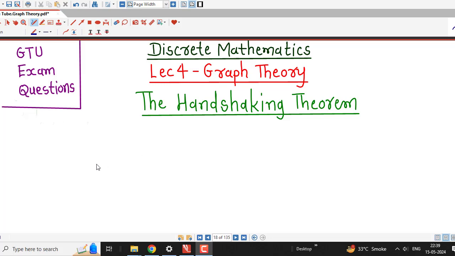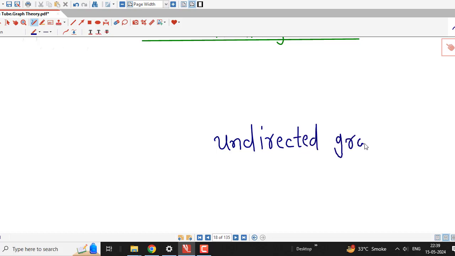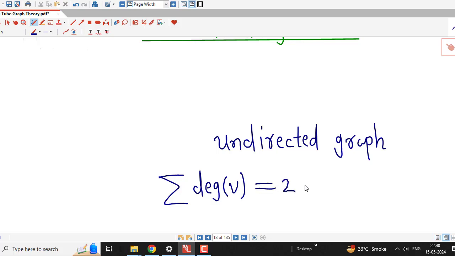The handshaking theorem is applicable to undirected graphs and it is a very simple result which says that if we have an undirected graph, that is, a graph in which all the edges are undirected, then in that graph the sum of degrees of all the vertices is nothing but 2 times the number of edges in the graph.